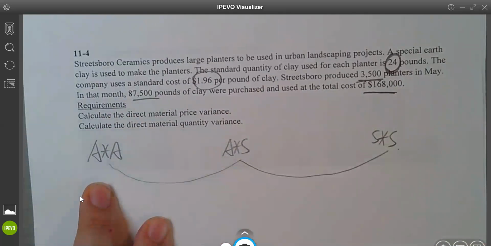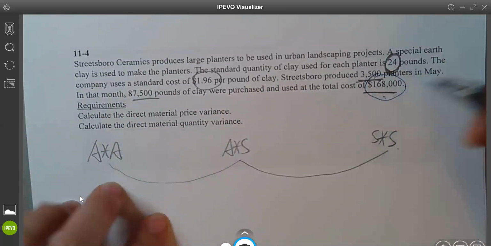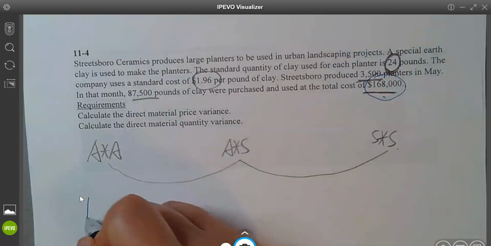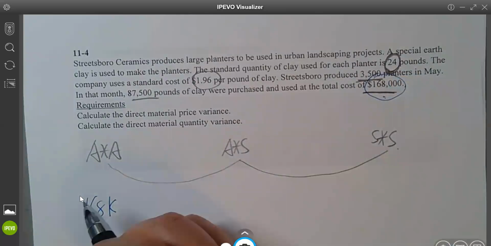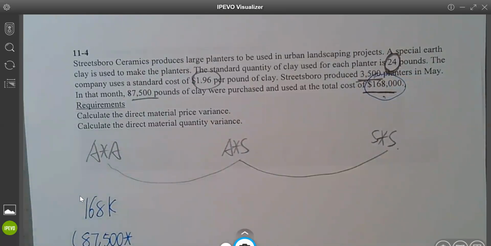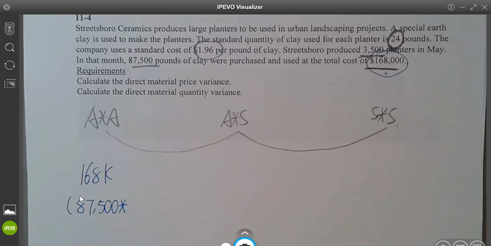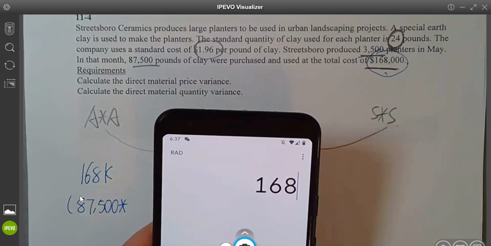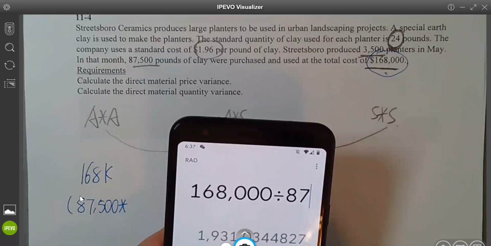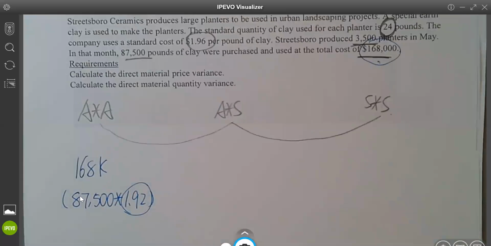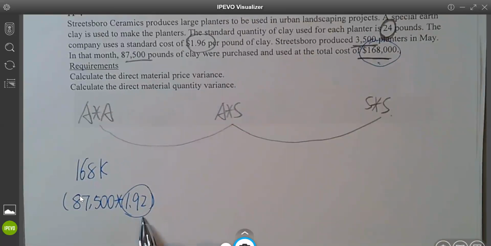Actual times actual. This one already told you the actual total cost is 168,000. So it basically told you 87,500 pounds was purchased, and then you can calculate the purchase price, right? So give me 1 second, let me get my calculator. You totally spent 168,000, and this is for 87,500 pounds. So each one is $1.92. You didn't need this, but I just want to show you. Okay, you can get the number.